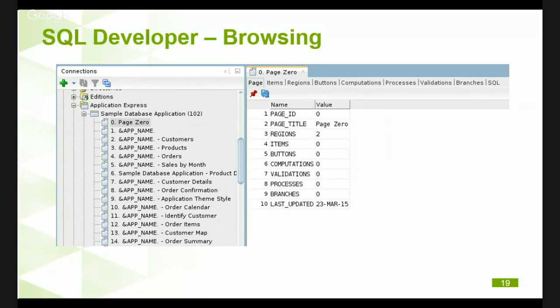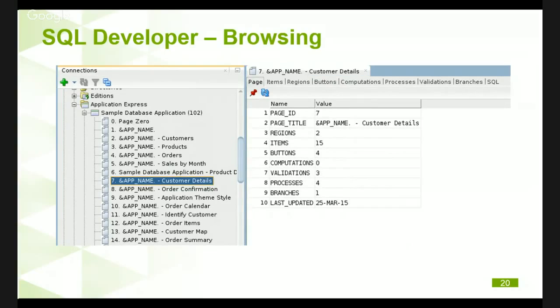And here are the components for, well, page 0 is probably not the best example. On page 0, you've got 2 regions, and then pretty much nothing else. It's just a bare page. But let's look at maybe a more relevant page, page 7. Okay, on page 7, this is kind of a summary. There's 2 regions, 15 different items, 4 buttons, no computation. So it's kind of a high-level view of your page.